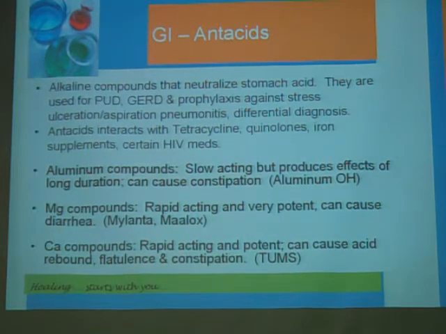So the main compounds, we have the aluminum compound. It's just aluminum hydroxide. It comes in many different generic names. You can purchase that over the counter. It's slow, but it produces a longer effect. The problem with aluminum, it causes constipation. So it might take care of the stomach, but it causes other issues.